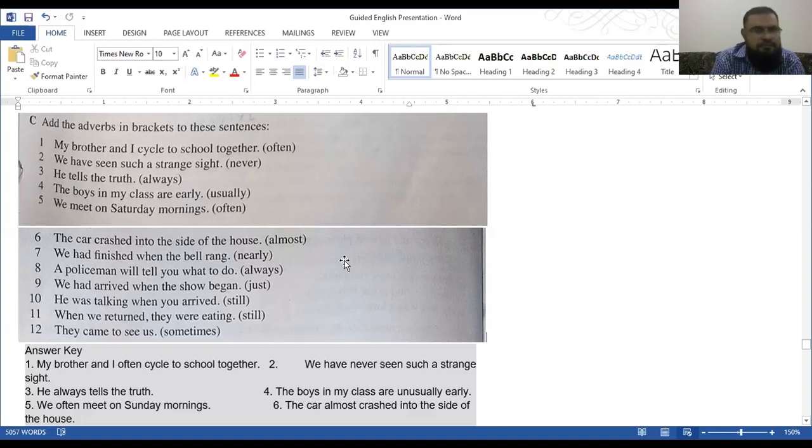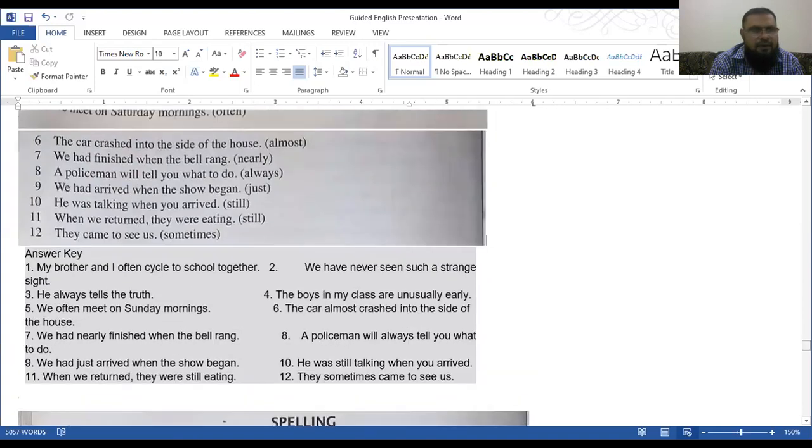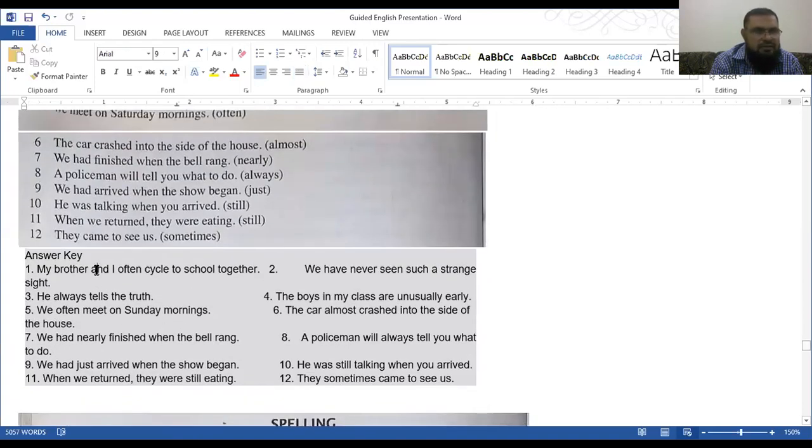Number 6. The car crashed into the side of the house, almost. Number 7. We had finished when the bell rang, nearly. A policeman will tell you what to do, always. We had arrived when the show began, just. Number 10. He was talking when you arrived, still. When we returned, they were eating, still. Number 12. They came to see us, sometimes. Now the answer keys are given at the bottom.